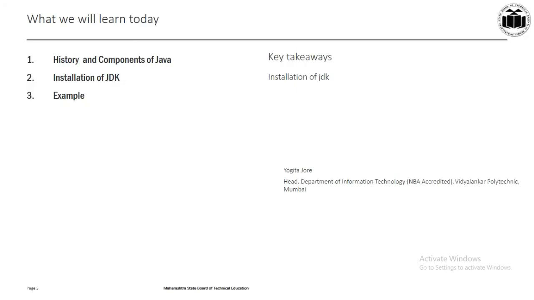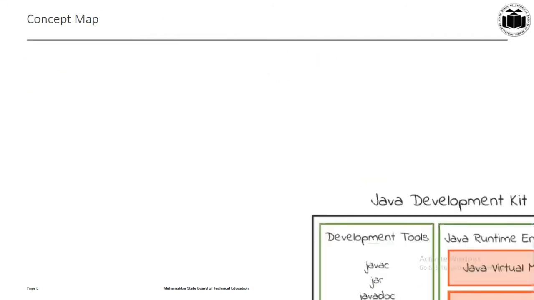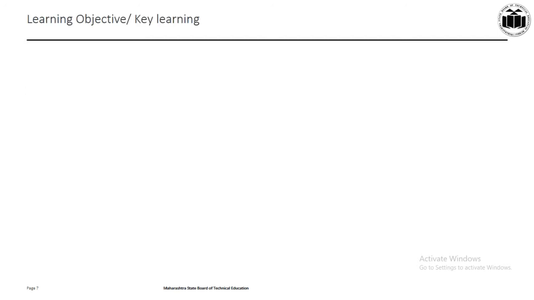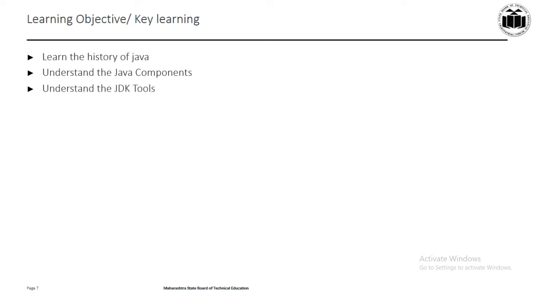Let us see the history of Java, components of Java, and installation steps of JDK and an example, that is how to execute a Java program. Here is the concept map. After this, students should know what is Java Development Kit and Java Virtual Machine. Following are the learning objectives. Learn the history of Java, understand the Java components, understand the JDK tools, and installation steps of JDK.